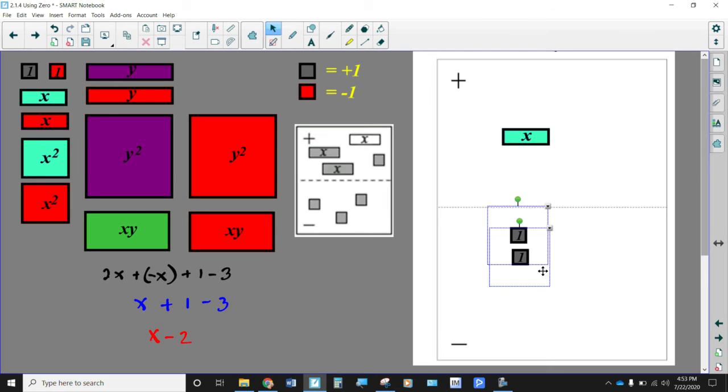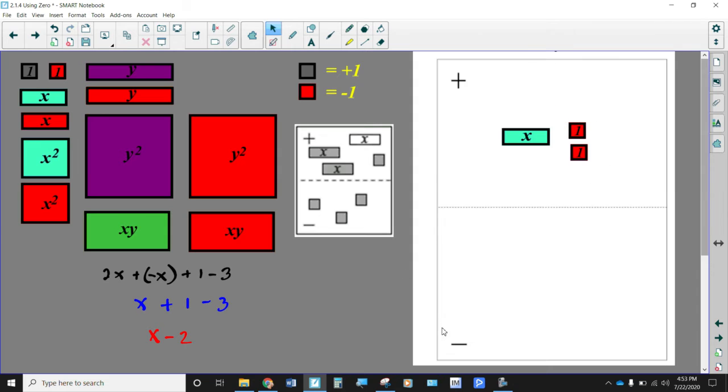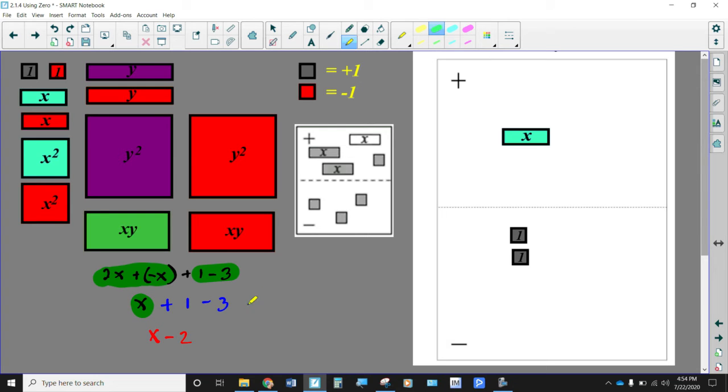And if I wanted to, I could move these guys across the street and change it to x plus a negative 2, but it's not necessary to do that. You can just leave it like this. So x minus 2 is the simplified version of this expression. So basically what we did is we combined like terms with the x's. 2x plus a negative x is 1x, and eventually 1 minus 3 gives us that negative 2, for a final answer of x minus 2.